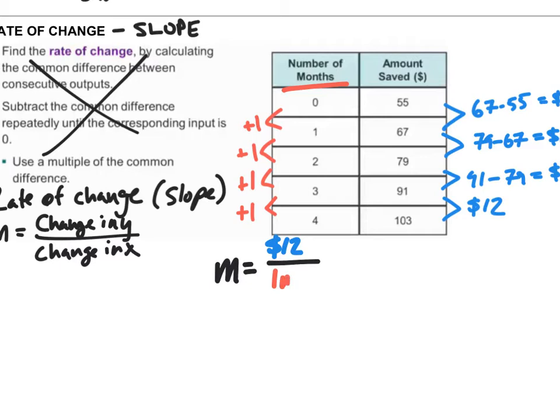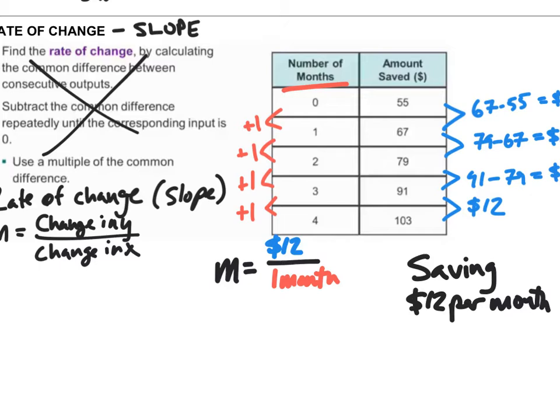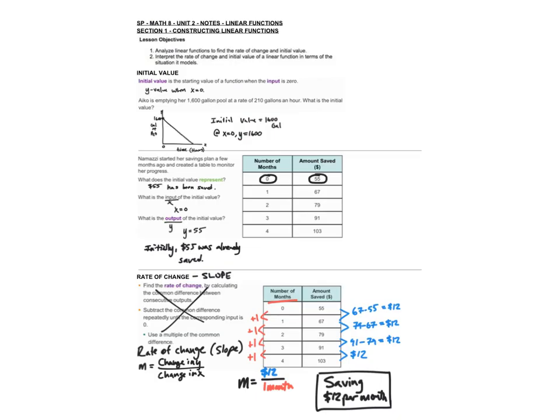Okay, so 1 month. What we need to say, the rate of change, we need to start thinking about the labels on our graph to give us a situation where we can find the rate of change. So what we can say is that they are saving $12 per month. And that is what our rate of change is. Okay, let's take a look at the next page.